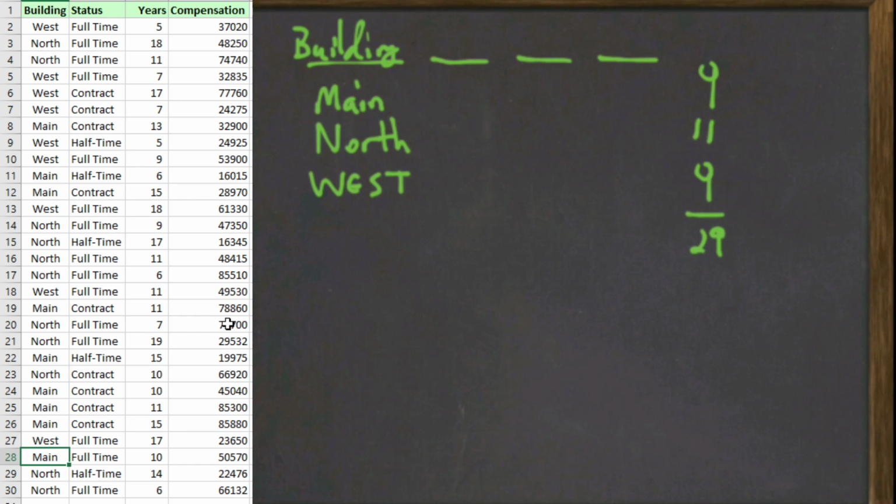And so we have 3 statuses. We have contract, which we'll just abbreviate. We have full, and we have halftime.